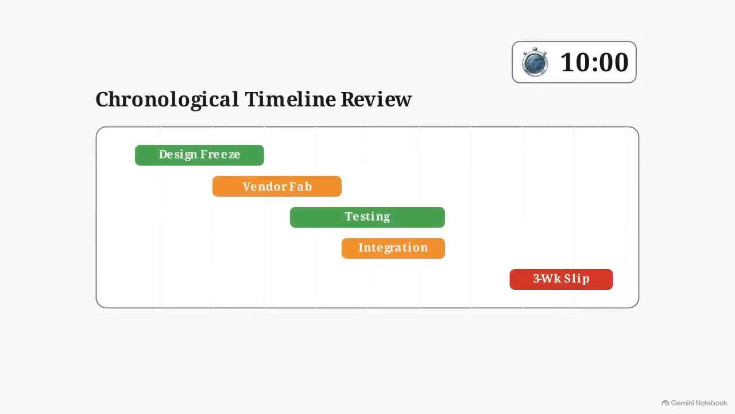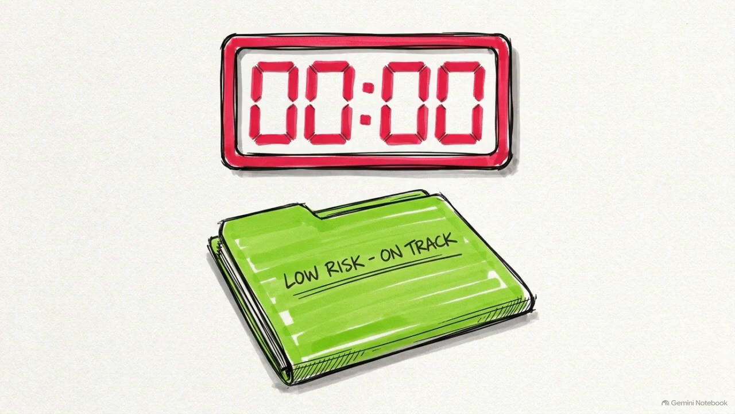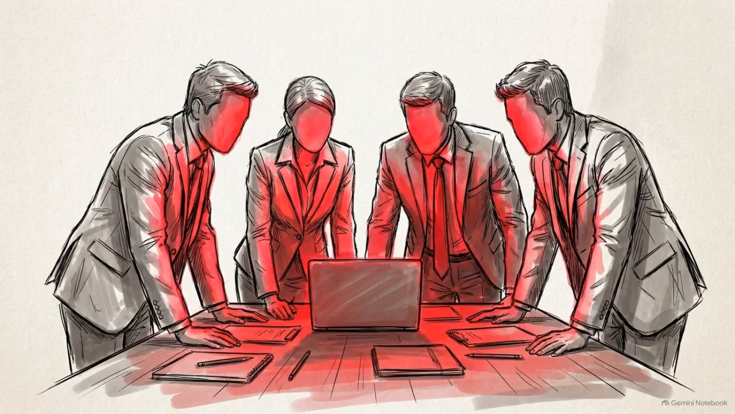Walking the timeline from left to right burns your most valuable minutes on the items that are already fine. If your meeting runs out of time, ensure it runs out on the low-risk items. This forces the room to spend its energy on the most critical threats first.